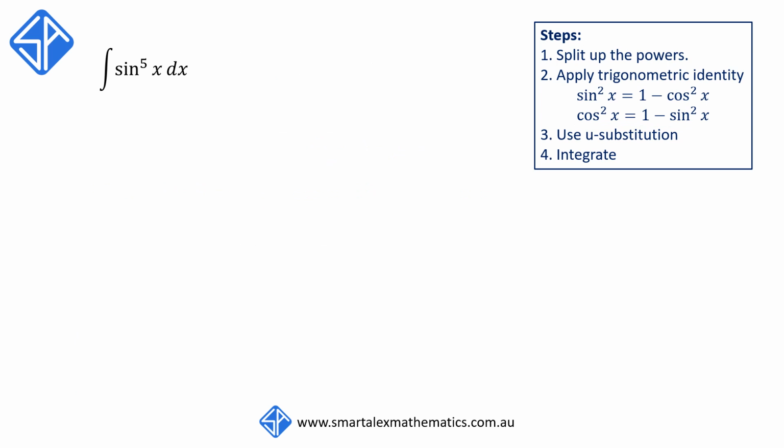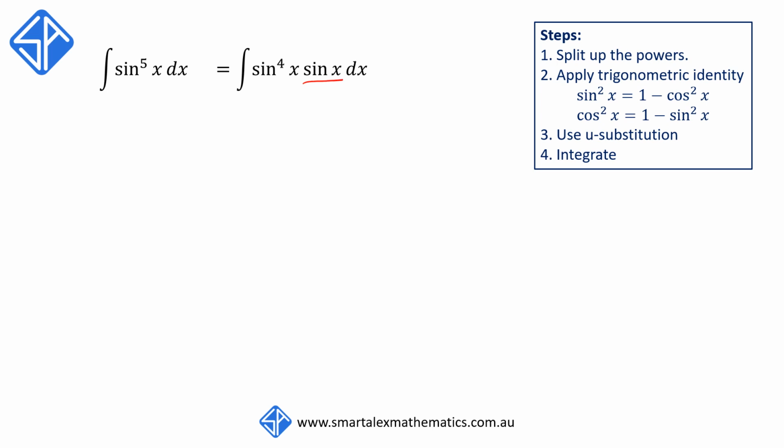Our second example is the integral of sine x to the 5 dx. We're going to follow the same set of steps. First, we need to split up the powers, so we can write sine x to the 5 as sine x to the 4 times sine x dx. And observe how I split up the powers. We want to have one trig function to the power of 1.